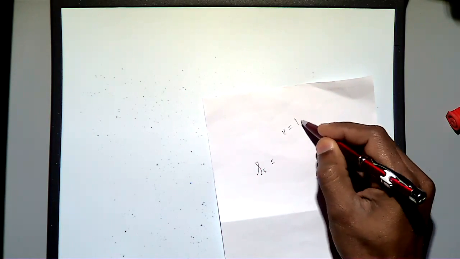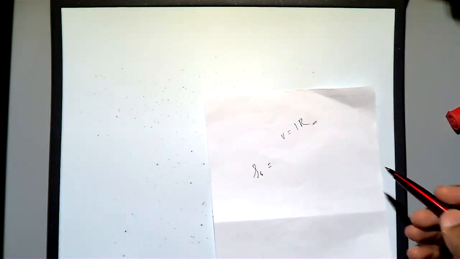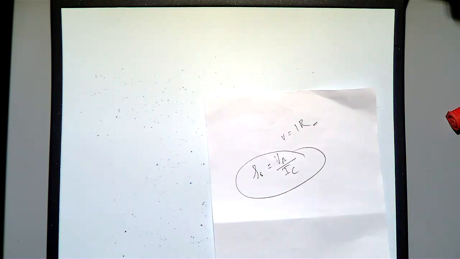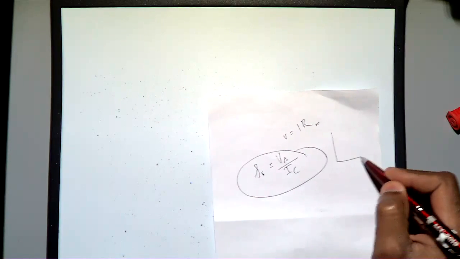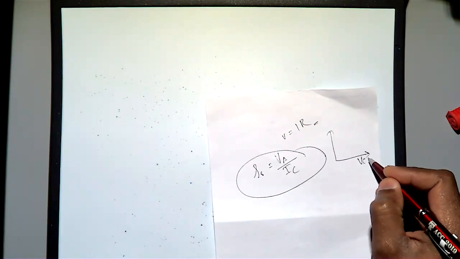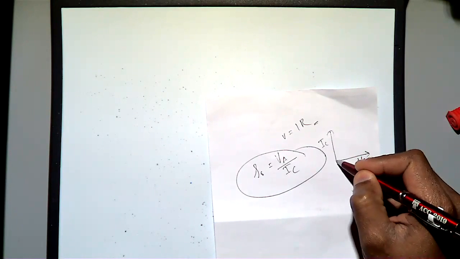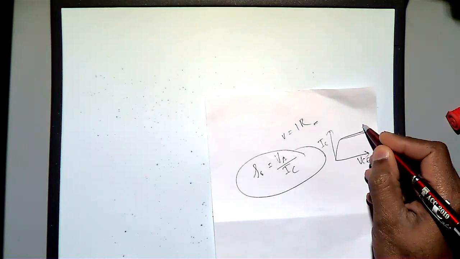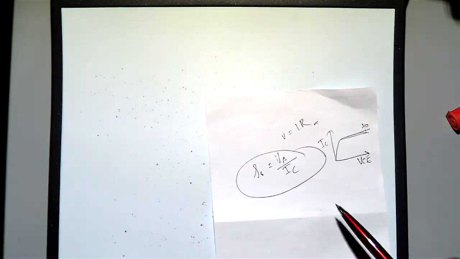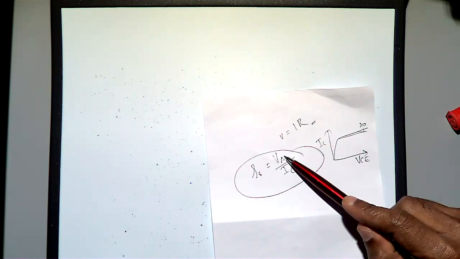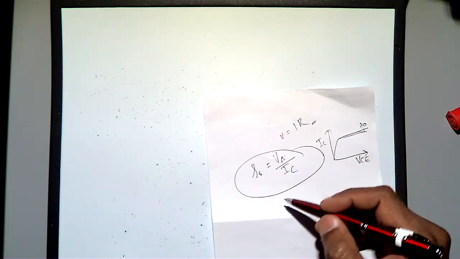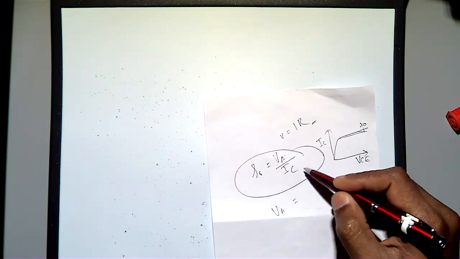V equals I into R. From this you can immediately write VA divided by IC. That is the output impedance with early effect. So this is your VCE and this is your IC, so you are getting an increment, and 1 by this slope is the RO. If you don't take into account the early effect, VA equals infinity, and RO equals infinity.